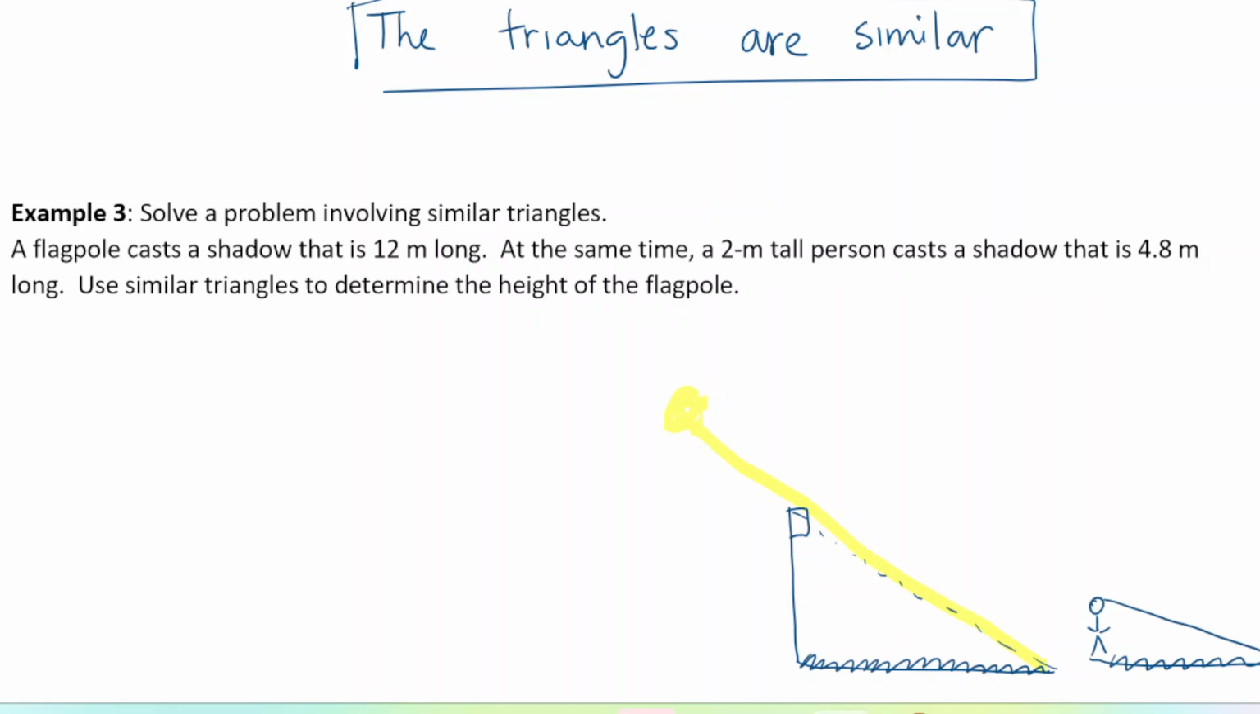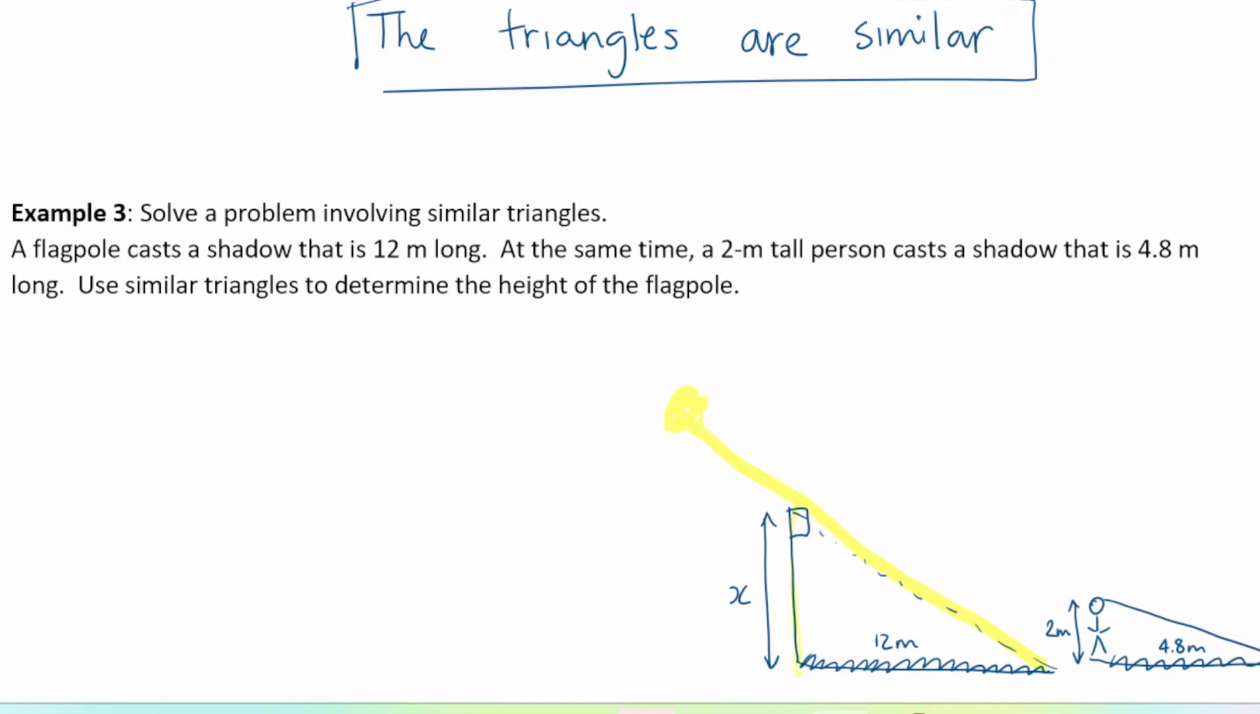Okay, so we have this 12-meter long shadow here, and we have a person that has a 4.8 meter long shadow. We know the height of the person is 2. We don't know the height of this really tall thing, which is the pole. So we're going to determine the height of the pole. This is a useful thing to be able to do, especially if you have something that's hard to measure, right? We can use similar triangles to get it.